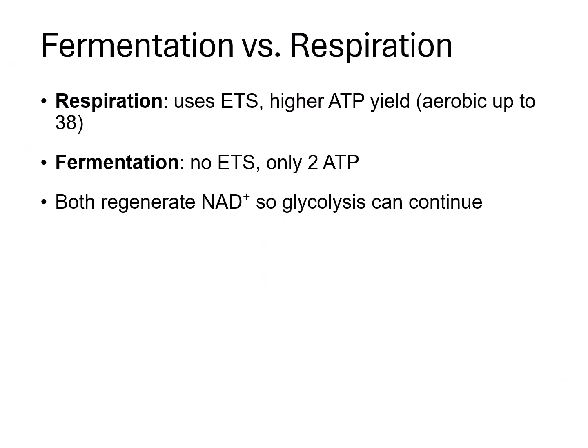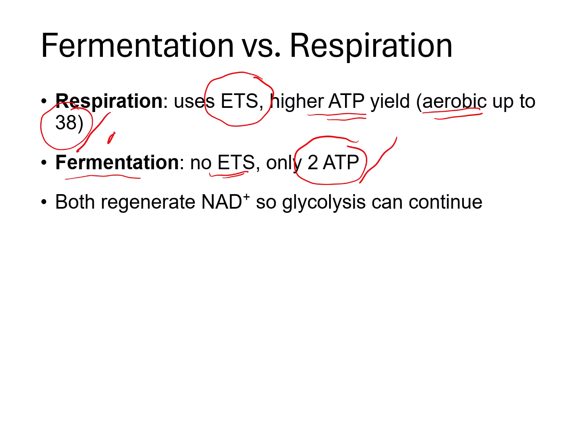And if we compare respiration versus fermentation, respiration uses an electron transport system or chain and has a much greater ATP yield. Remember that aerobic respiration can generate up to 38 ATP per glucose. In fermentation, there is no electron transport chain, no electron transport system. You only generate 2 ATP per glucose. Let me write that. That's per glucose.